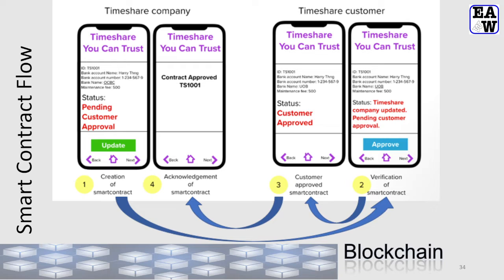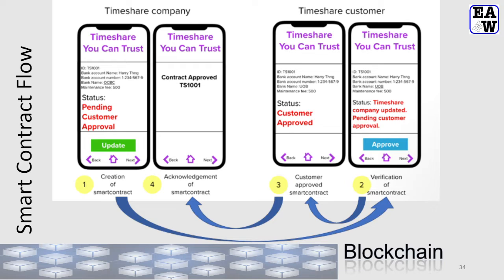So once the smart contract is created, the status will be changed to pending customer approval. As you can see, the status is in red. It means that this status cannot be changed by any of these identities, not by the company and the customer. It will only change when the contract progresses. So once the contract is created, it will be sent to the customer app.